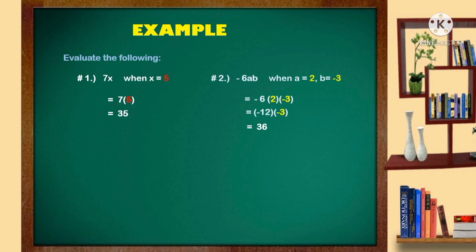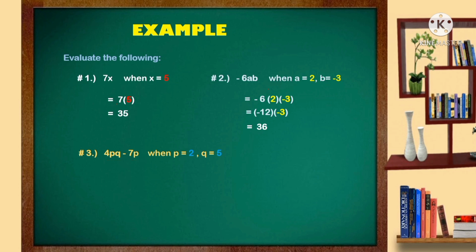So let's have another example. Here we have an expression in two terms. So this one term, and the second term. Our expression is 4pq minus 7p, when p is equal to 2 and q is equal to 5.